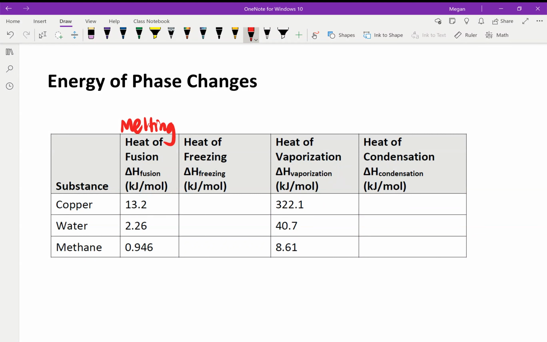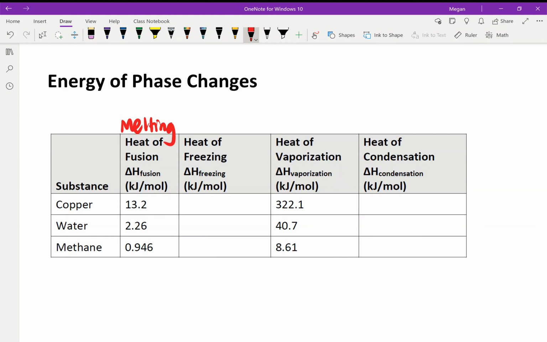Again, the amount of energy between freezing and melting is the same quantity, but we use different signs to indicate if we're gaining or we're losing energy. In other words, is it an endothermic or an exothermic process? Heat of vaporization is the amount of energy needed to vaporize the substance from a liquid into a gas. And again, we have all positive values because vaporization is an endothermic process.